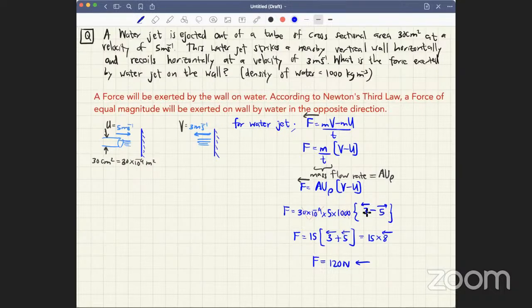Okay, and the subtraction here is not something new to us, we have done it many times, or else you can do it in another way. How is that? Then people, wait, we'll finish this off. So the force exerted by the wall on the water jet is how much? That is what we have calculated: 120 Newton towards left.